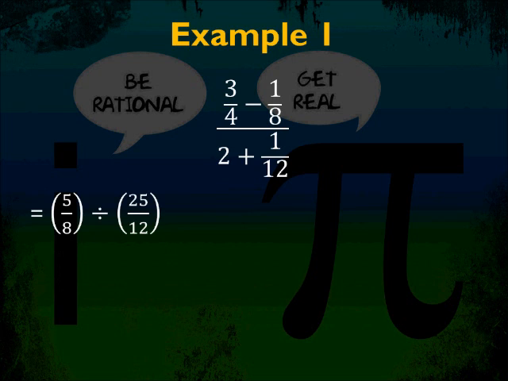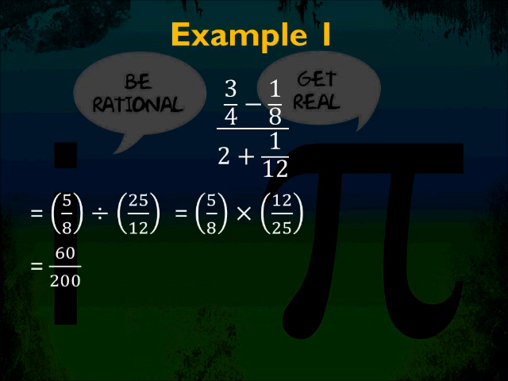Now remember, what you do to divide fractions is you take the first fraction, you multiply by the reciprocal of the second. So let's flip 25/12 around, and we get 5/8 times 12 over 25. Now when you multiply fractions, you just multiply across, so you get 60 over 200. Don't forget, you need to reduce the fractions to their simplest form. So both the top and bottom are divisible by 20. And you end up with 3 over 10.